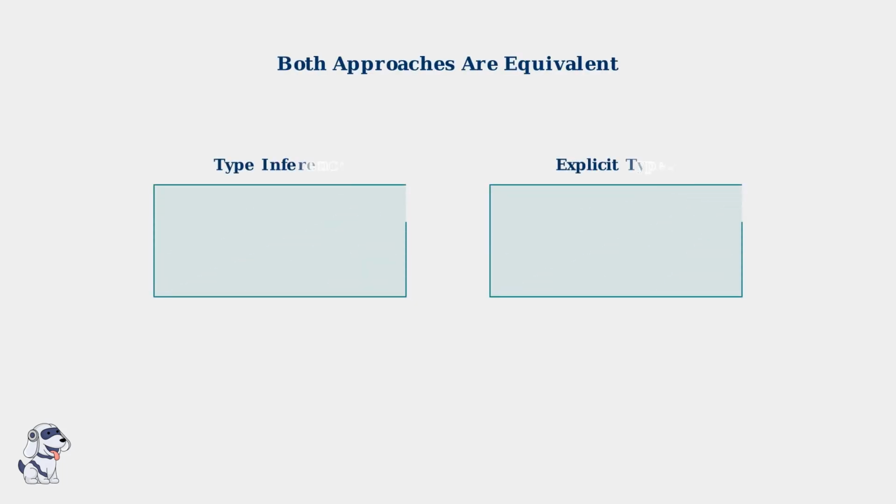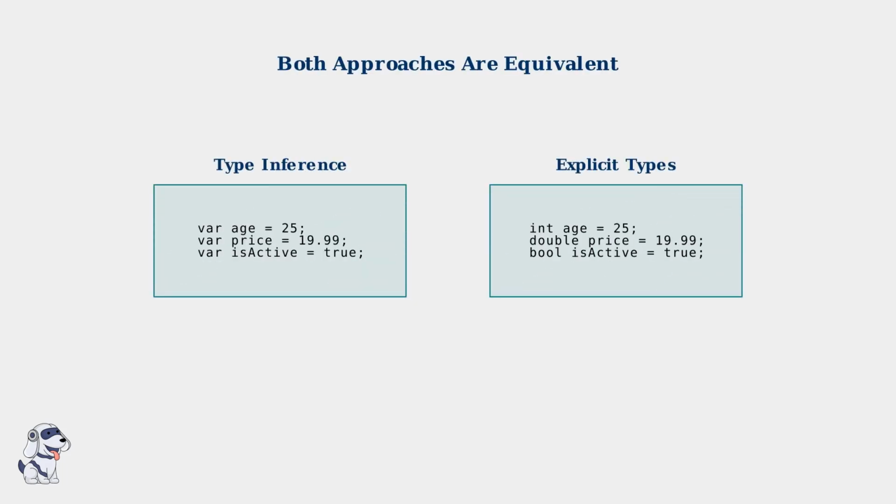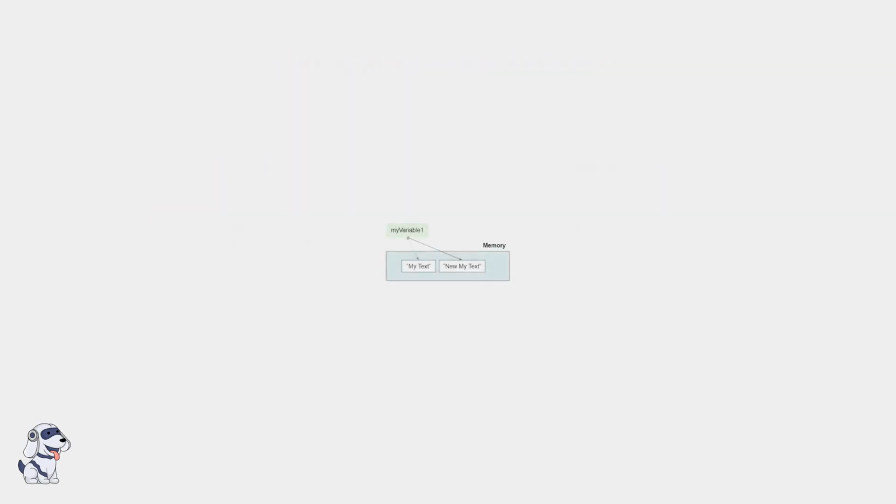Both approaches are equivalent and produce the same result. Dart is statically typed, meaning each variable has a specific type. But type annotations are optional because Dart can infer types automatically. When you declare a variable, Dart allocates memory to store its value. Variables can be reassigned to point to different memory locations, as shown in this memory allocation diagram.